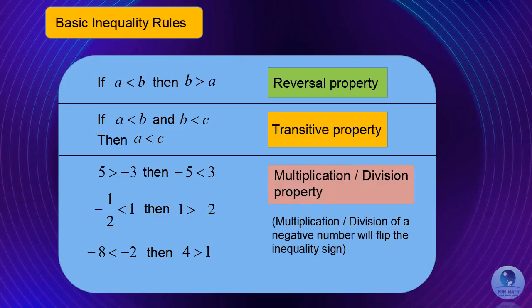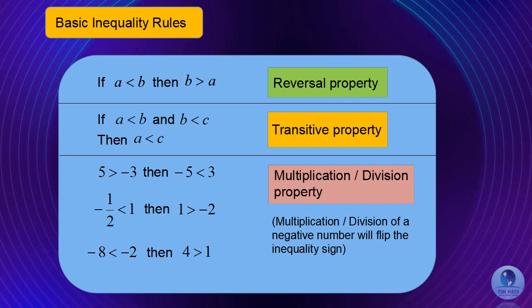Before we start, let's look at some basic inequality rules. Let's look at the first one, reversal property. If A is lesser than B, then B is greater than A. Let's look at the second property, the transitive property. If A is lesser than B and B is lesser than C, then A is lesser than C.